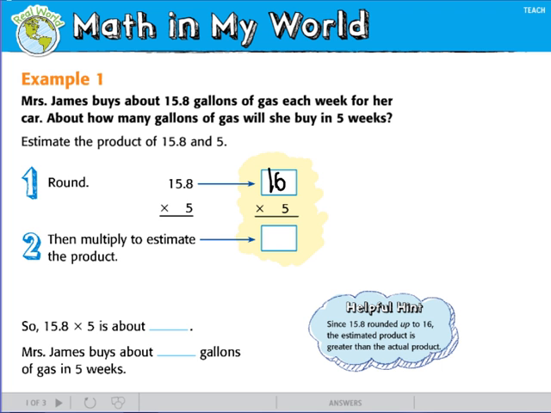It is 80. 5 times 6 is 30, so that's 0. Carry your 3. 5 times 1 is 5, plus 3 is 8. Okay, so 15 and 8/10 times 5 is about 80. So she buys about 80 gallons of gas in those 5 weeks.